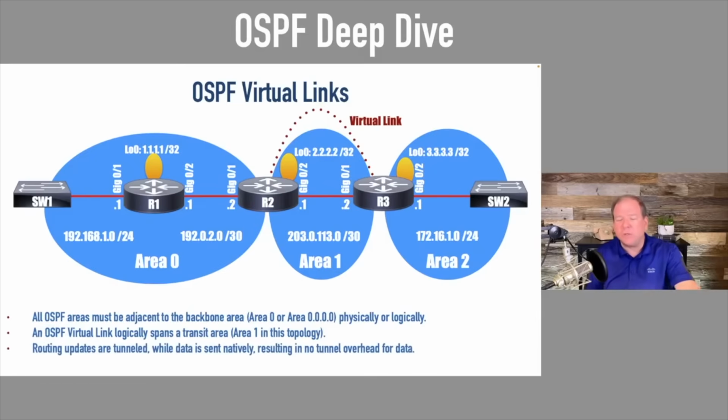Now, what that virtual link is going to do is virtually form a connection between, in this case, R2 and R3. So even though area 2 is not adjacent to area 1 or area 0, in other words, R3 does not have any interfaces in area 0, we can make it virtually have an interface in area 0 and therefore be adjacent. It's a virtual tunnel interface that we set up by setting up a virtual link.